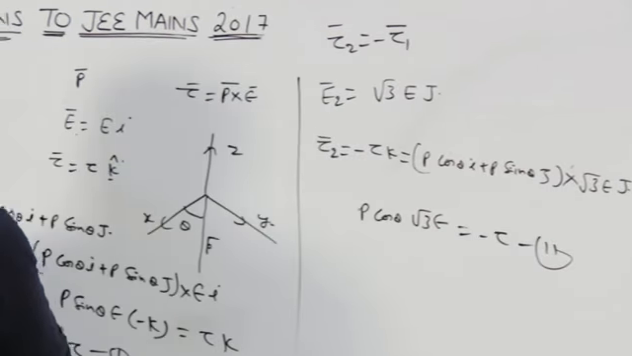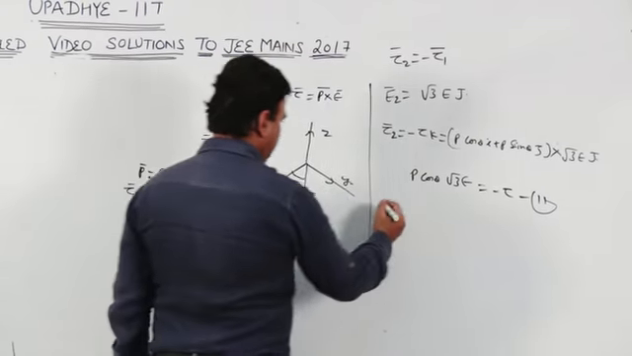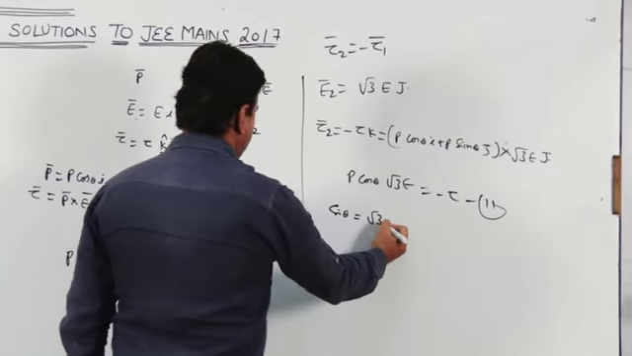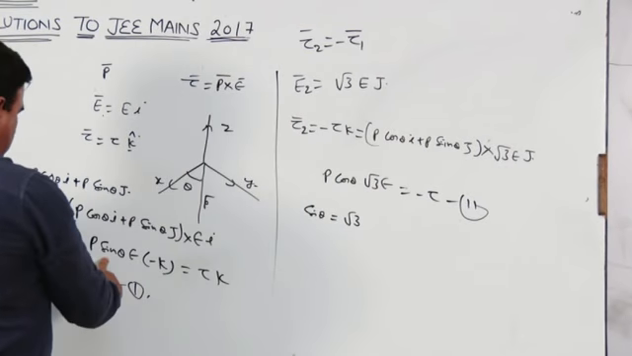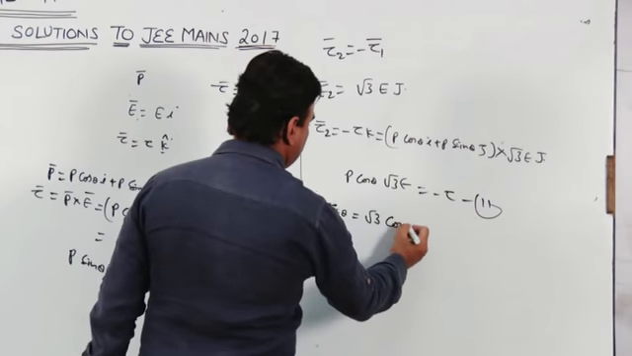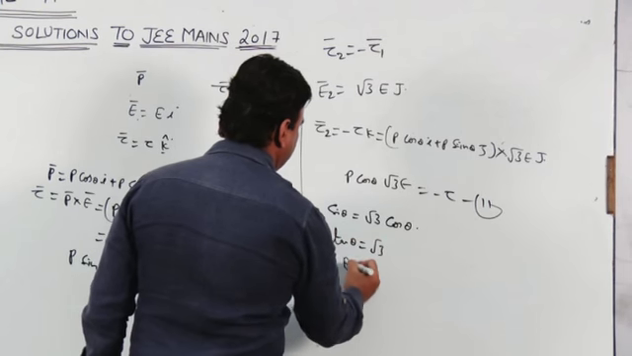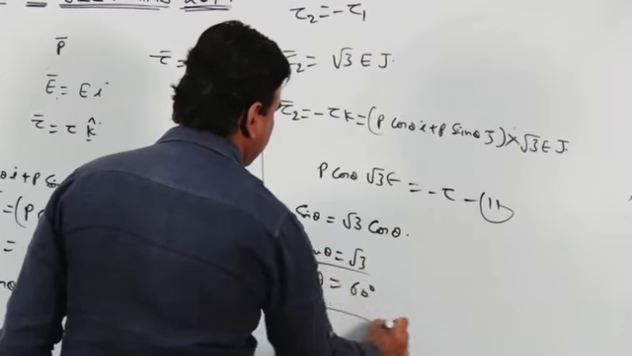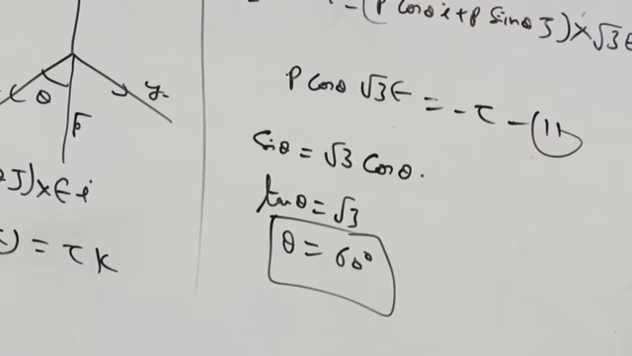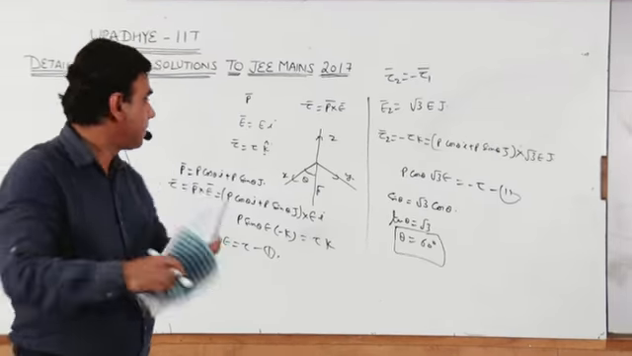Now if we compare the first and second equations, we get sin theta equals root 3 cos theta. So tan theta becomes root 3 and theta equals 60 degrees. This way we get the answer of this question. Next we will move to question number 77.